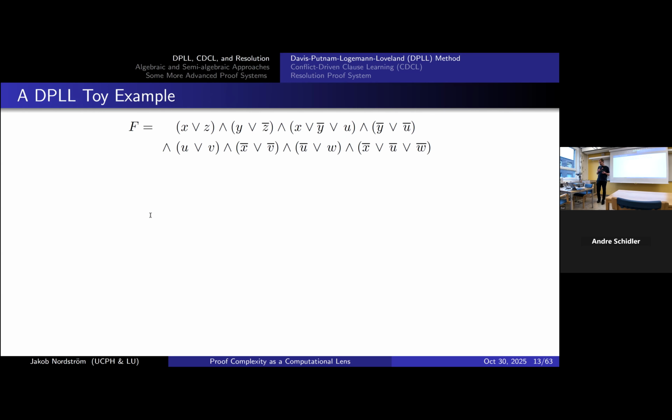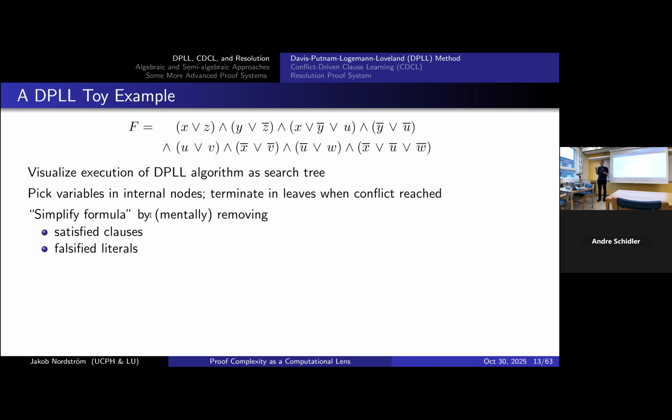So just to see how this would work on our example formula, I want to visualize the algorithm execution as a search tree. What do I mean by simplifying the formula? Well, if a literal in a clause is satisfied, then we can remove that whole clause. We don't need to worry about it. If a literal in a clause is falsified, then we can remove that literal because we're not going to satisfy the clause with the help of this literal.